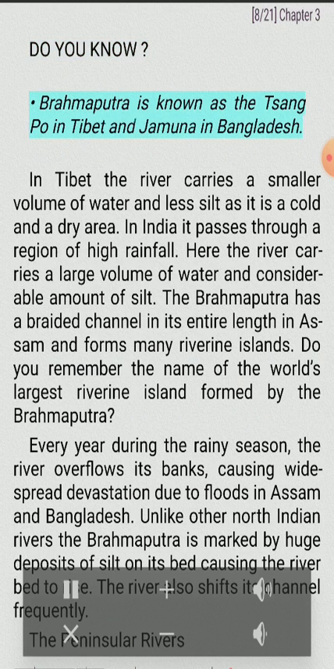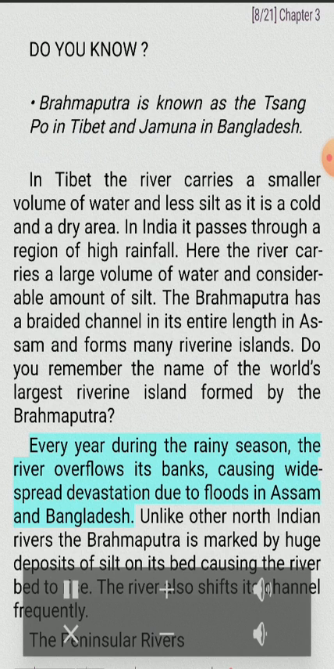Do you know? Brahmaputra is known as the Sangpo in Tibet and Jamuna in Bangladesh. In Tibet the river carries a smaller volume of water and less silt as it is a cold and dry area. In India it passes through a region of high rainfall. Here the river carries a large volume of water and considerable amount of silt. The Brahmaputra has a braided channel in its entire length in Assam and forms many riverine islands. Do you remember the name of the world's largest riverine island formed by the Brahmaputra?